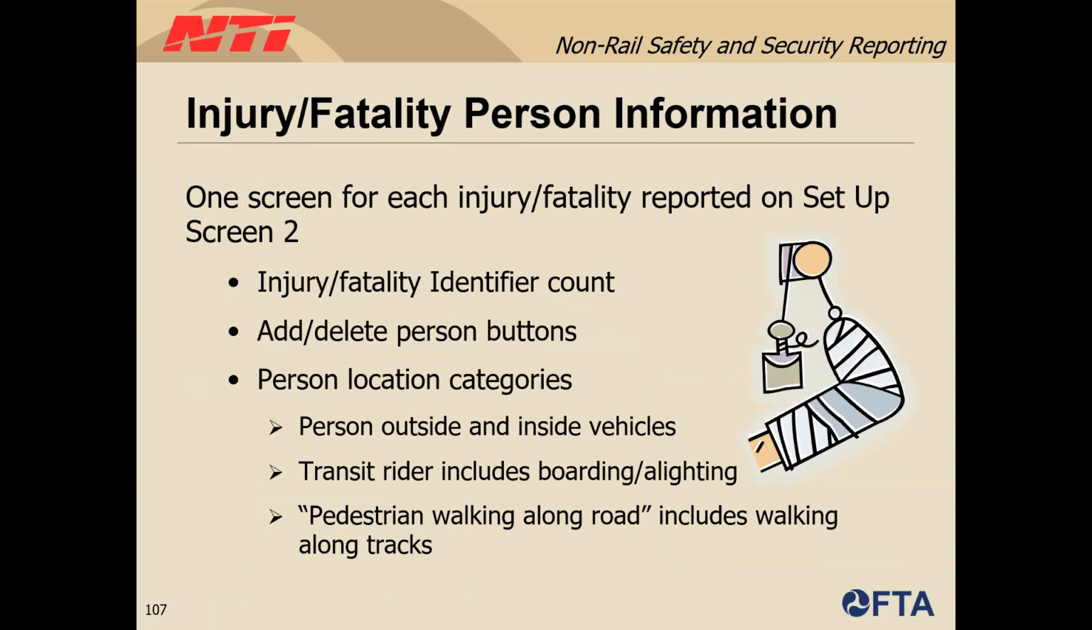If your event includes an injury or fatality, you will need to complete a screen for each person. This form also includes a person count and buttons for increasing or decreasing the number of people. Person type, location categories are divided into two groups: person outside the vehicle and person inside the vehicle. Transit vehicle rider is the correct choice for passengers boarding or alighting. Pedestrians walking along road also includes walking along rail tracks.